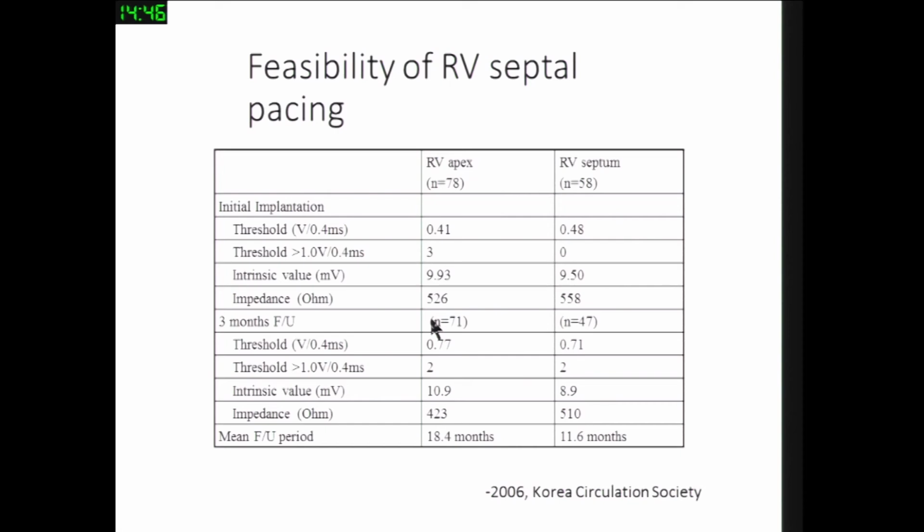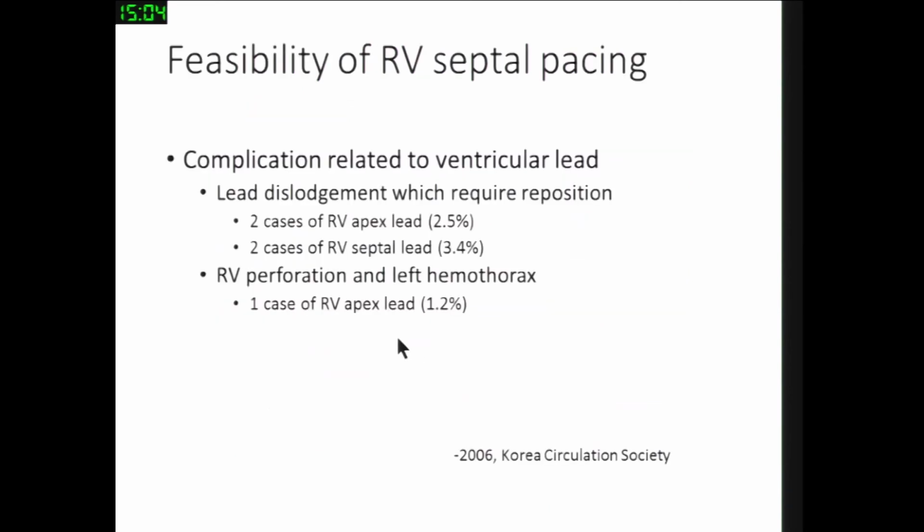But I have presented about the feasibility of RV septal pacing, with its pacing threshold. Intrinsic value and impedance were very comparable at initial and 3 months follow-up, and the complications related to the ventricular lead are comparable between RV apex and RV septal pacing. There were 2 cases of dislodgement and 1 case of perforation by RV apical pacing.